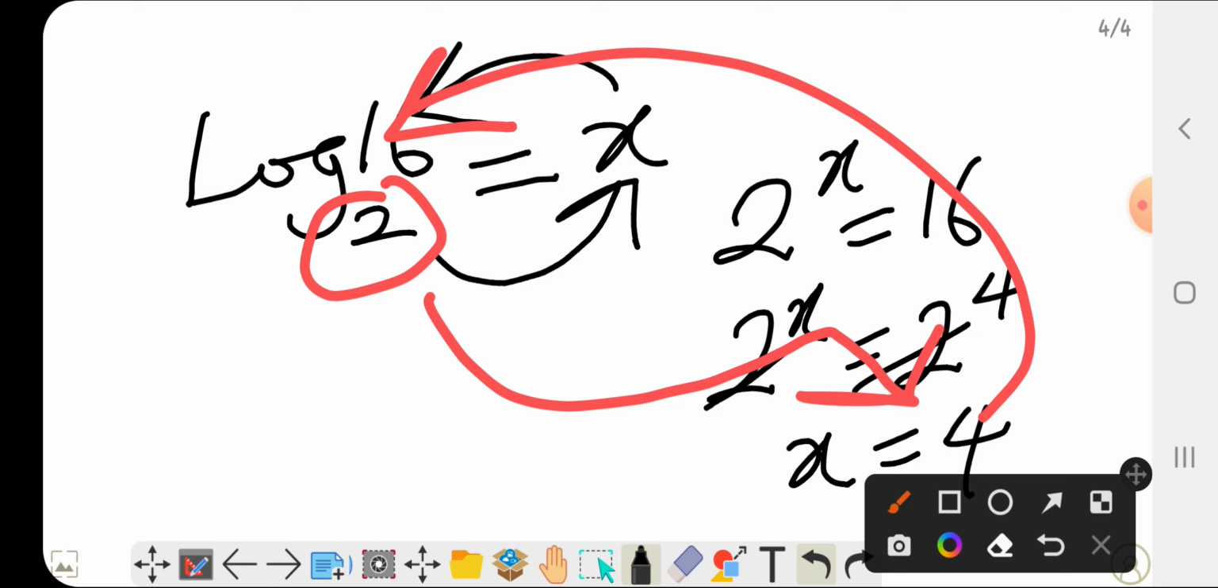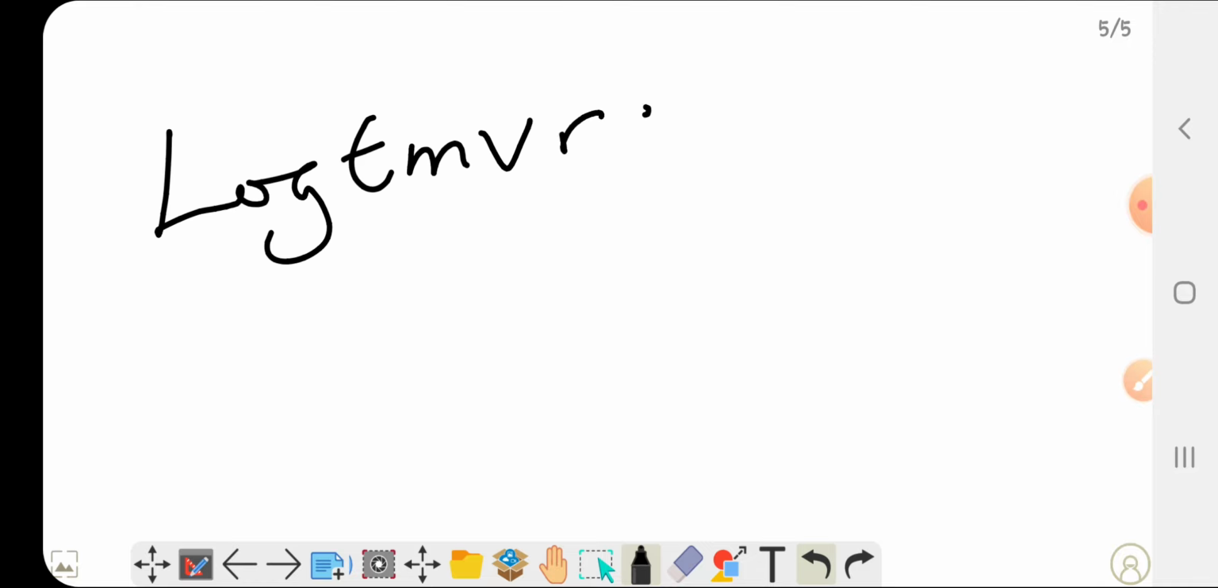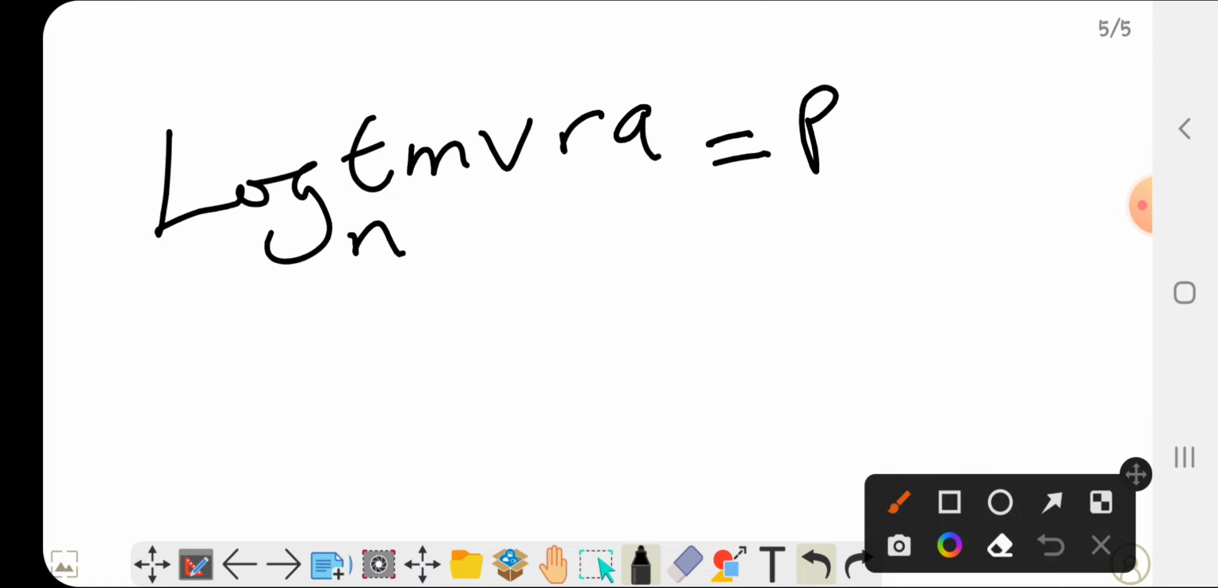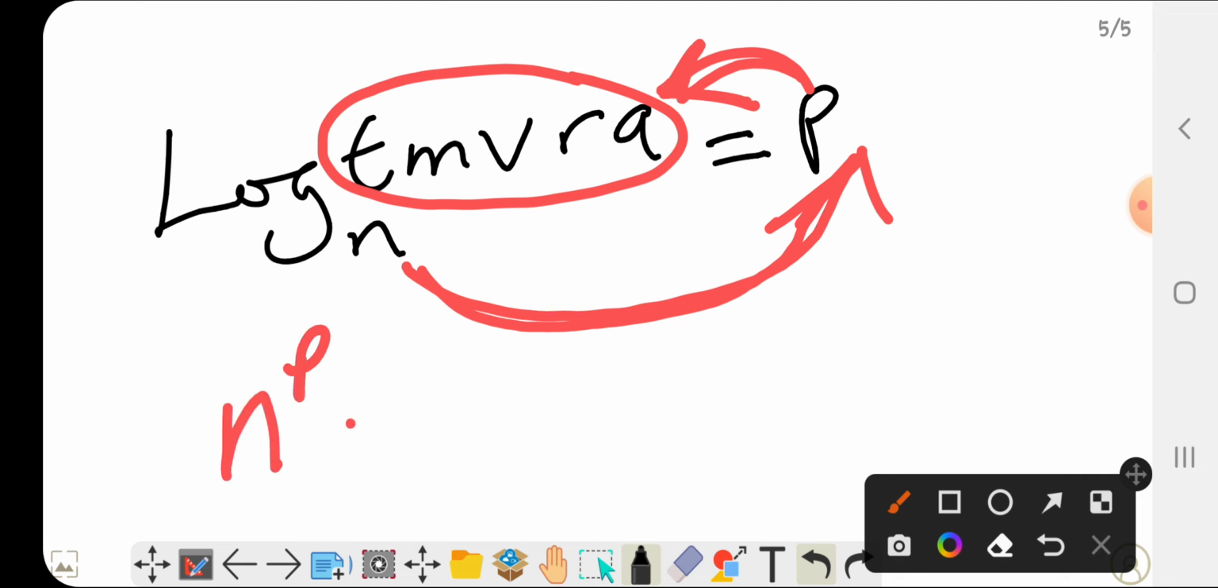That is to say that 2 raised to power this 4 must give 16, since this 4 is now the value for the x. Even if they write it this way for you, they give you the logarithmic equation, they wrote log v base n equals p. The rule doesn't change. What's the number one definition? n raised to power this value here must give you the number for the log. Very important. The base raised to power your result here must give you the number of the log here. So we now have n raised to the power p equals v.